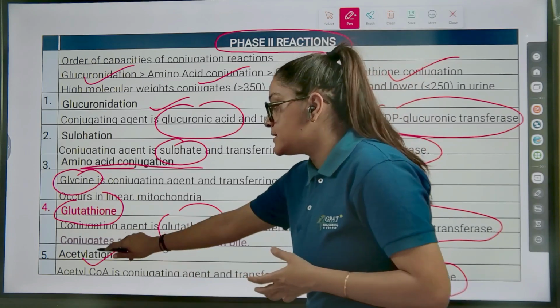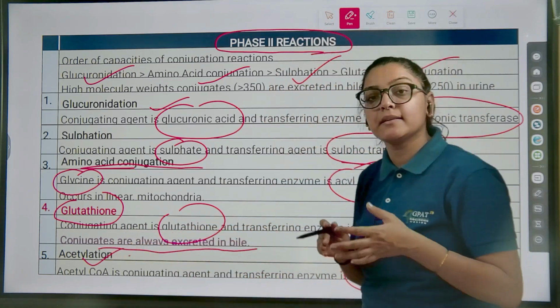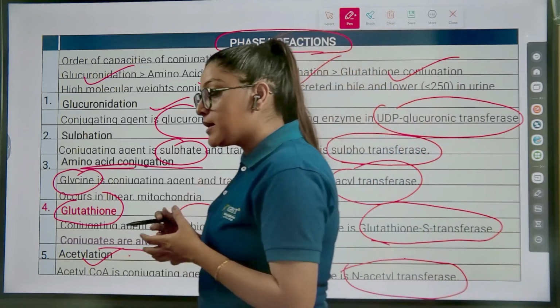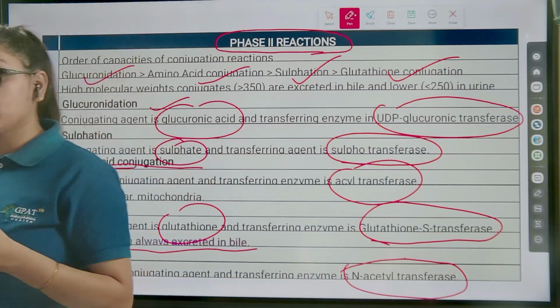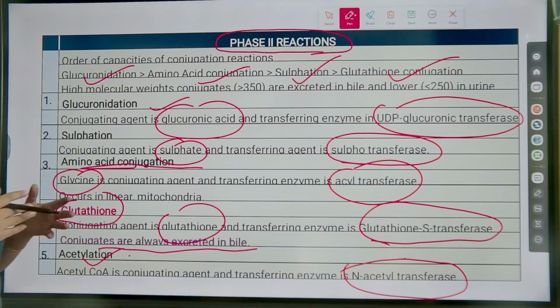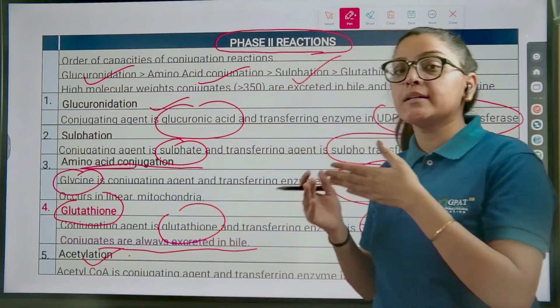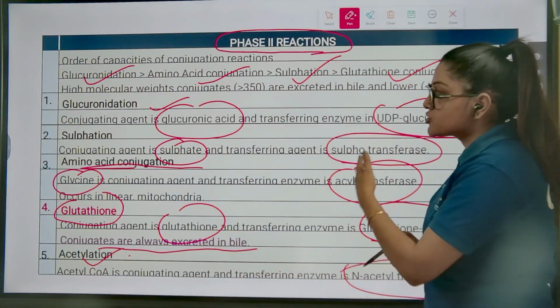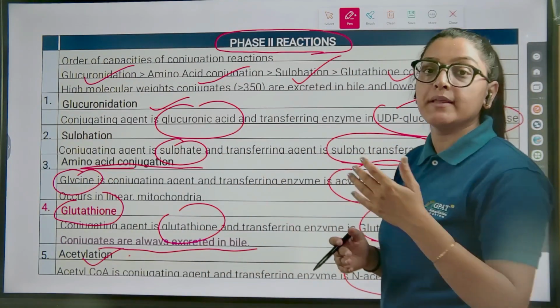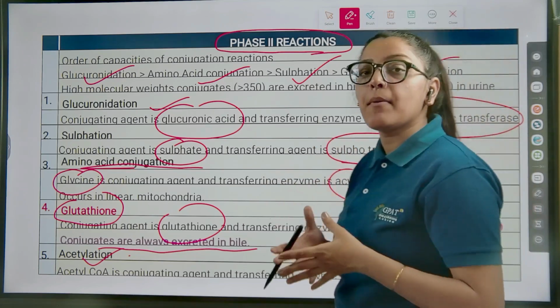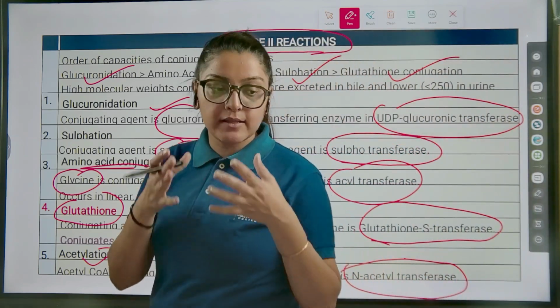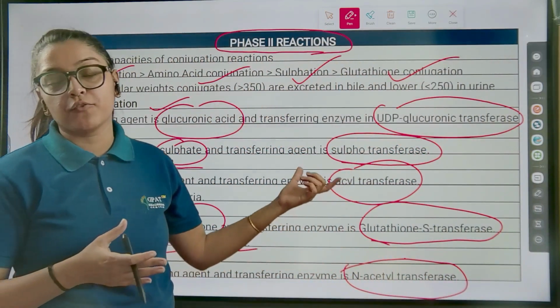So here it is written that conjugates are excreted in the bile. Why? Because if you remember, when we talked about the excretion part, drugs with a lesser molecular weight are excreted through urine. But when they bind with a conjugate, their size is going to increase so that they are excreted more in the bile. So this is about the phases of conjugation and the phase 1 and phase 2 reactions of metabolism.